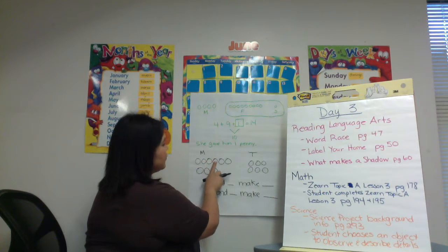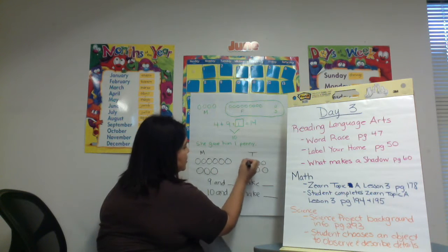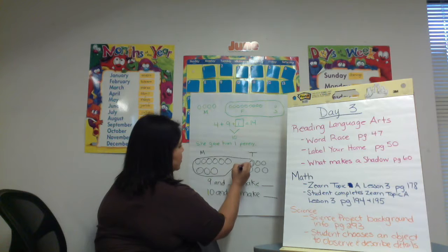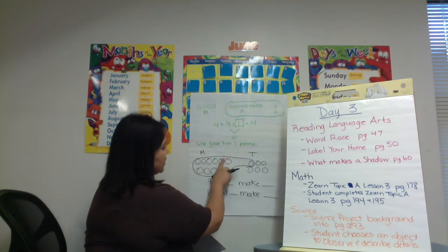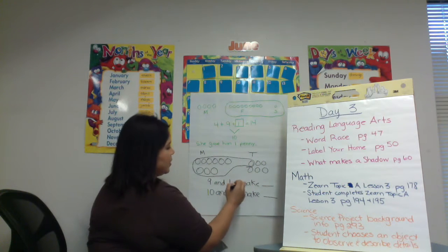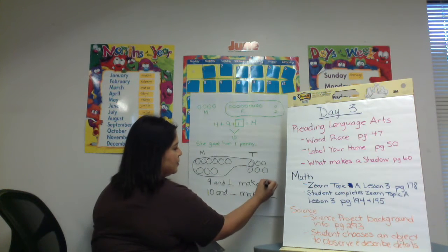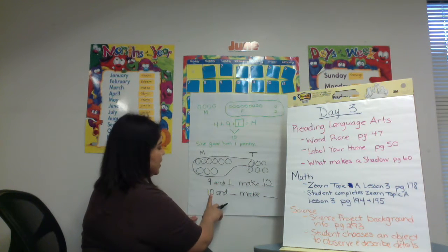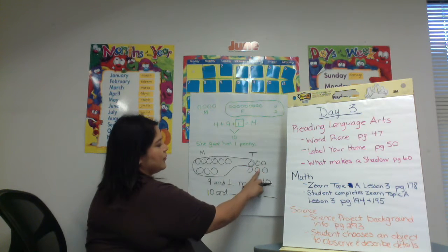1, 2, 3, 4, 5, 6, 7, 8, 9, 10. So what I'm going to do is I'm going to circle them. Right? So then 9, here's a 9. And how many did I get from Tony? 1. Make, how many did they make together? 10, right? And 10 and how many are not circled? 1, 2, 3, 4, 5.